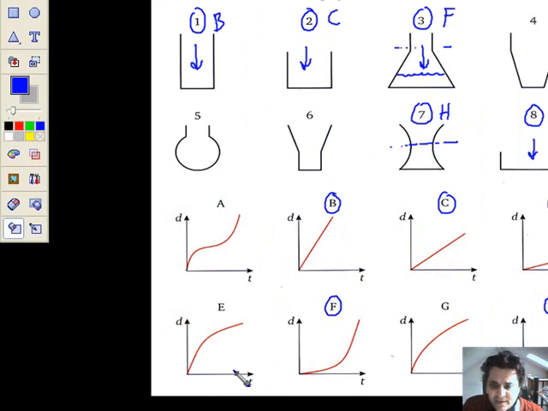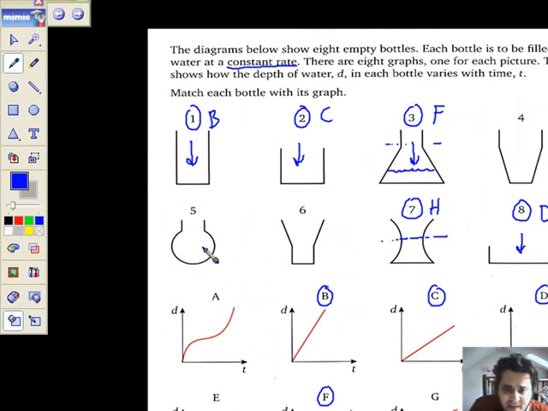What are we left with? Now these graphs, E and G, are very, very close indeed. It's going to be very hard to sort out what's going on with that one. I think I'll do this one. I think I've spotted that there. Now look at this lovely round bottom flask here.